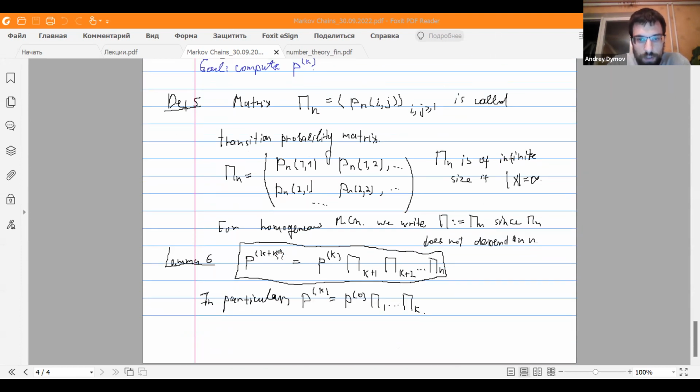So, we finished with formulating the lemma, which states the following. If I wish to compute the distribution of my Markov chain at a moment of time k plus n, I can compute it in the following way. If I know the distribution at the moment of time k, I just should multiply it to the right subsequently by the transition probability matrices at moments of time k plus 1, k plus 2, and so on, up to the moment of time n.